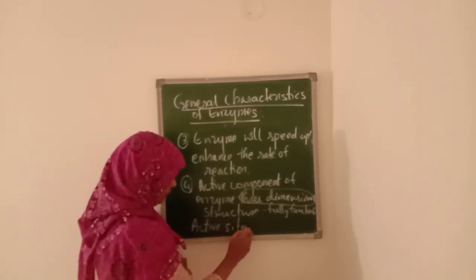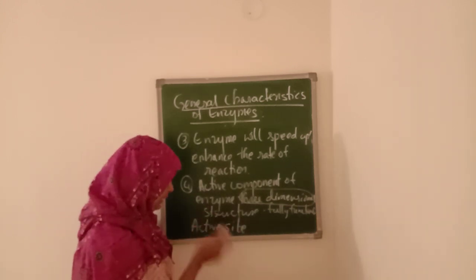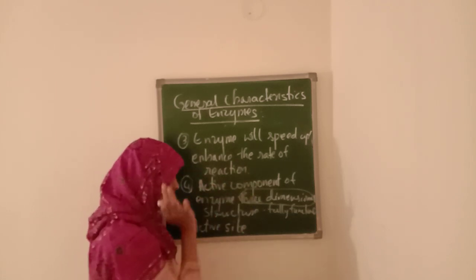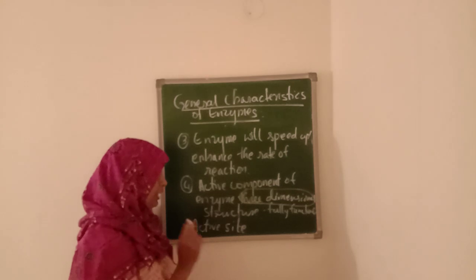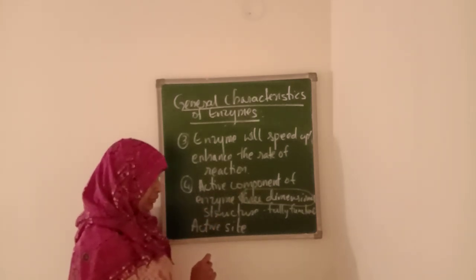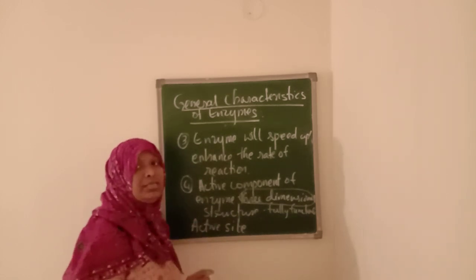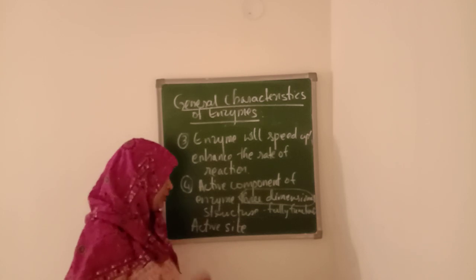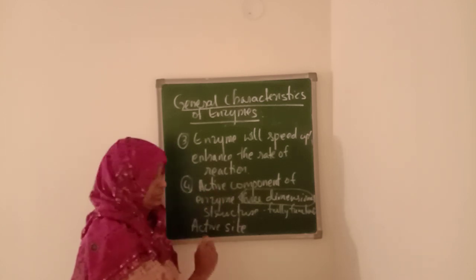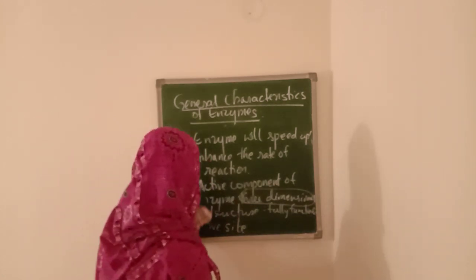This active component is known as the active site. The active site will be discussed as a separate topic later. Remember that the active component of the enzyme has the three-dimensional structure. In other words, the fully functional form of the enzyme is always three-dimensional, and this active component is known as the active site. I am just giving a brief introduction.